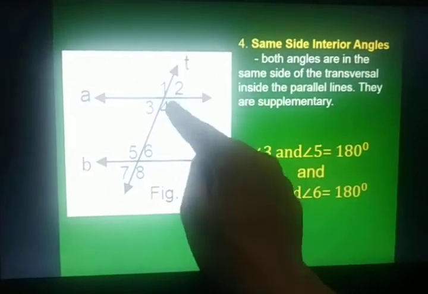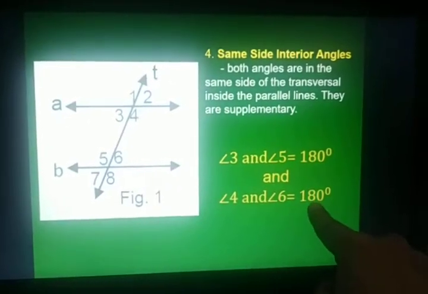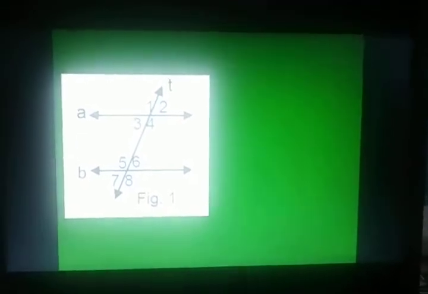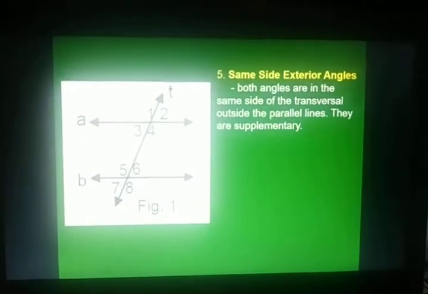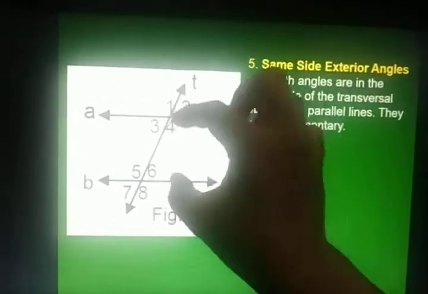Pares man si angle 4 kag angle 6. They are same side interior angles, so they are supplementary. Next, we have same side exterior angles. Kung may interior, may exterior man. So, meaning sagwa naman sila sa parallel lines.